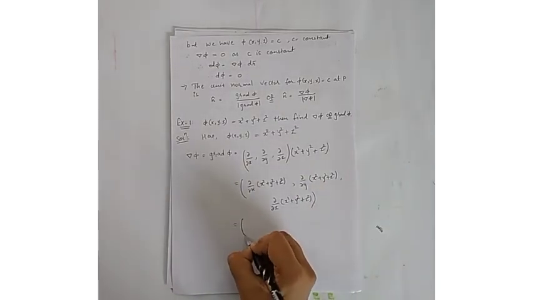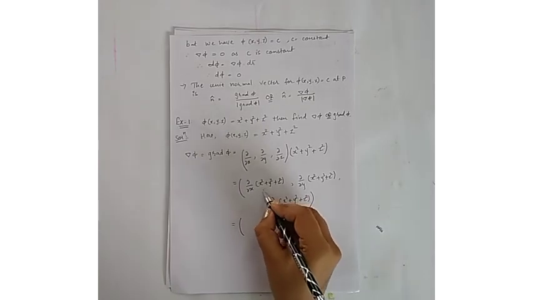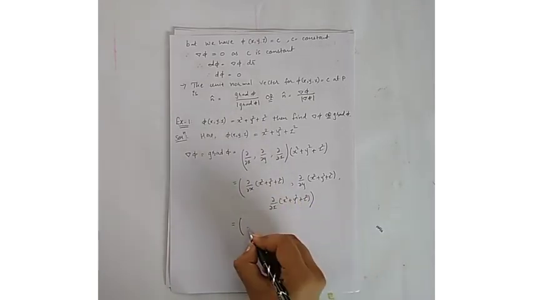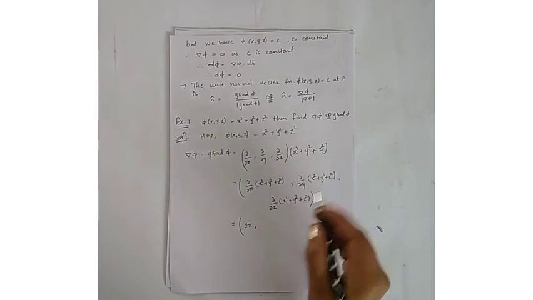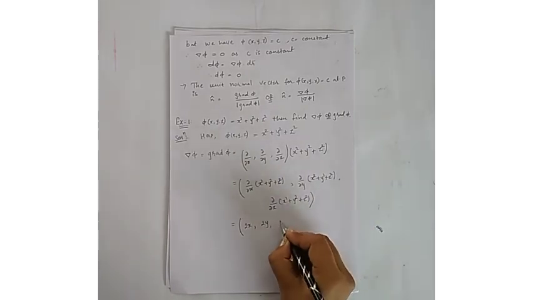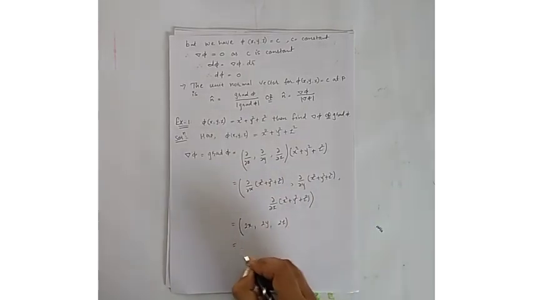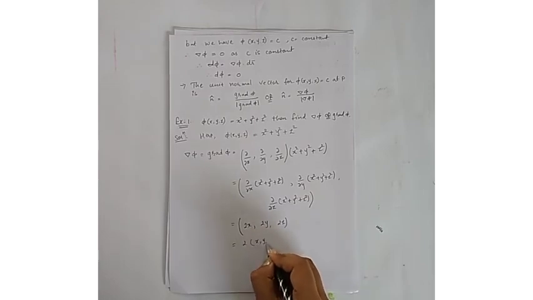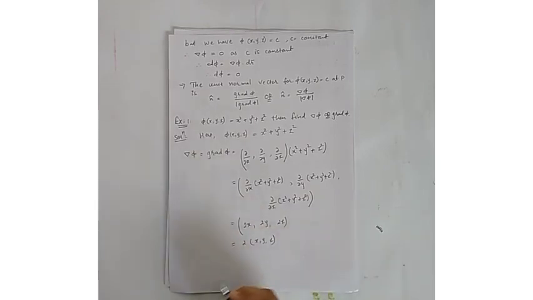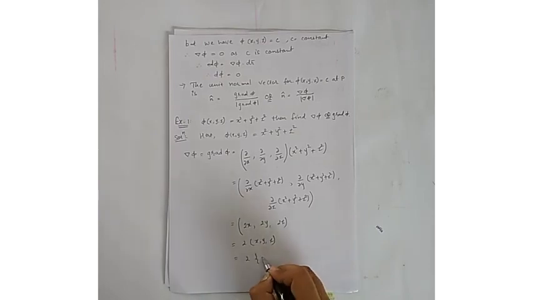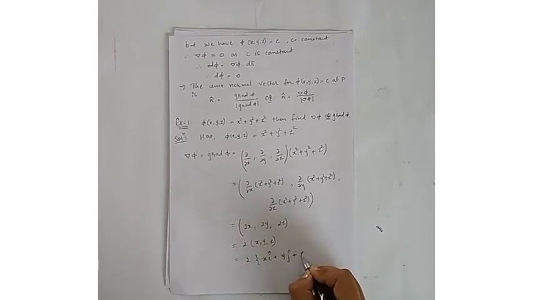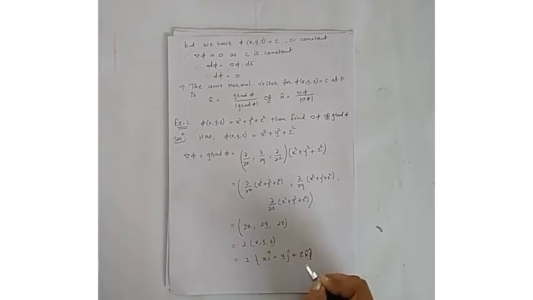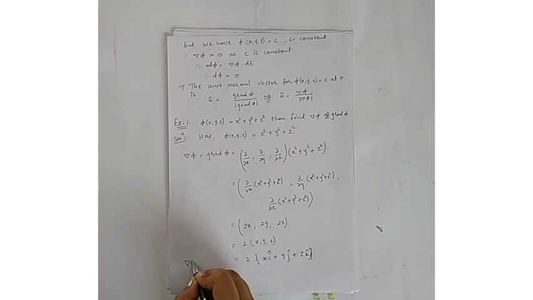So taking the partial derivative with respect to x gives 2x, and the y and z terms become 0. Here also 2y and here 2z. Taking 2 common, so 2 of (x, y, z), and you can write it as 2 of x i caret plus y j caret plus z k caret. Right. So this is my gradient phi.